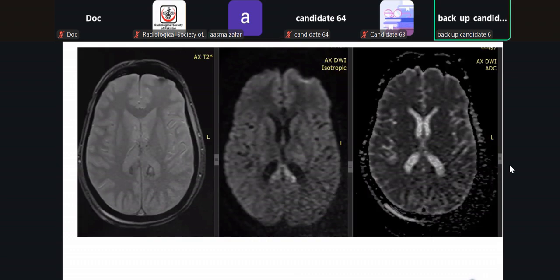Okay. So on the gradient echo images, there is some evidence of blooming artifact along the periventricular surface in the bilateral hemispheres that are showing the diffusion restriction, a true diffusion restriction on the DWI sequences. On the basis of these findings, in a post-traumatic patient, I'm suspecting these features are concerning for traumatic diffuse axonal injuries.